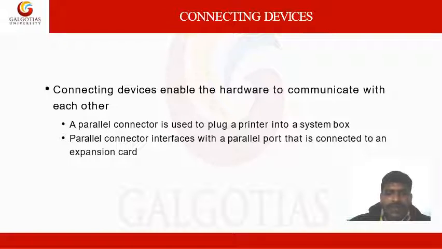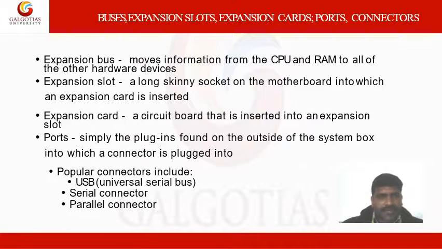Another format is that you can use switches or routers. We share our information through our router to any other system with the help of IP. So these are the connecting devices. A parallel connector is used to plug a printer into a system box. This is one term of connecting devices. Another one is a parallel connector interfaces with a parallel port that is connected to an expansion card. An expansion card here means switches, routers or hub. Using that we can connect.